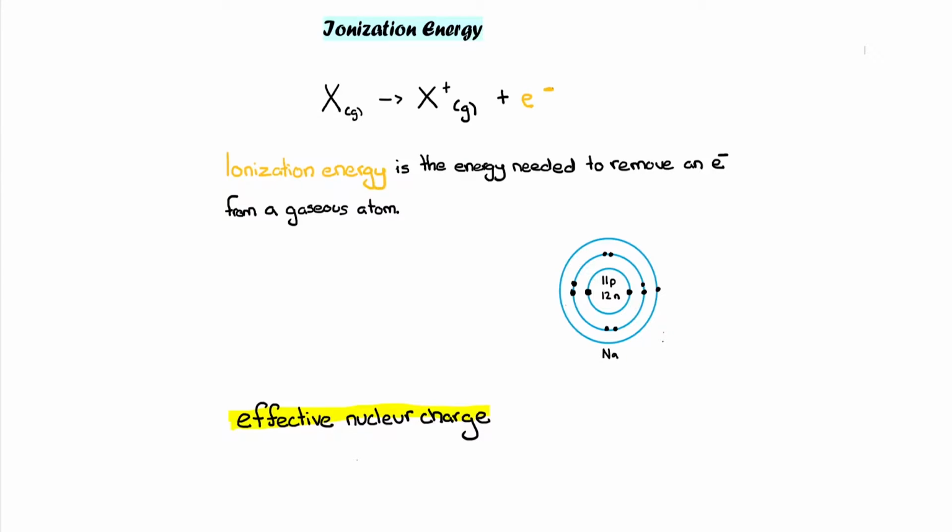Hey there. In this video, we're going to be looking at ionization energy and some associated periodic trends. Let's get into it. First things first, let's start with a definition. Ionization energy is the energy required to remove an electron from a gaseous atom, or an atom in the gas phase. And here is the general equation for that.